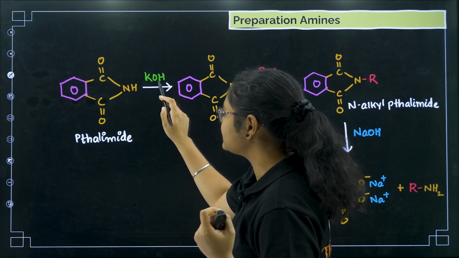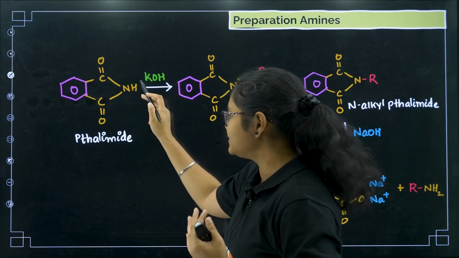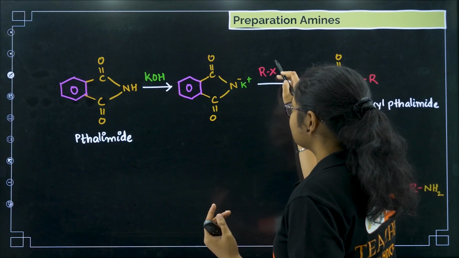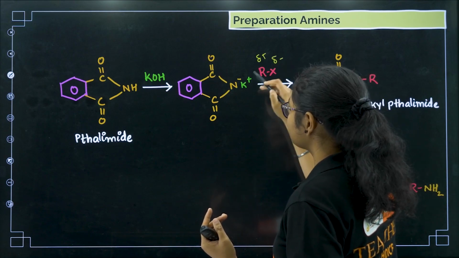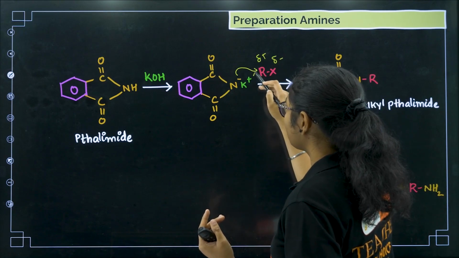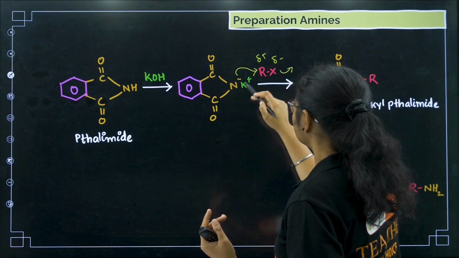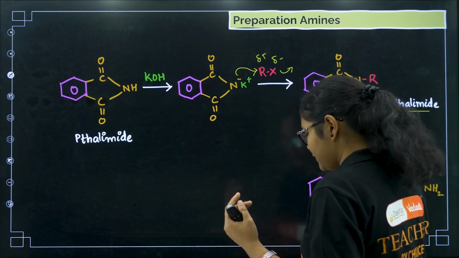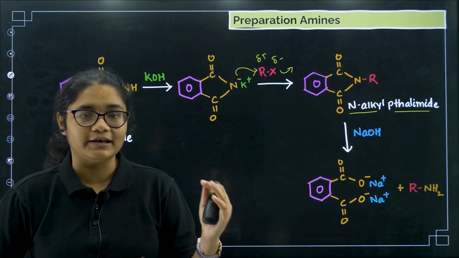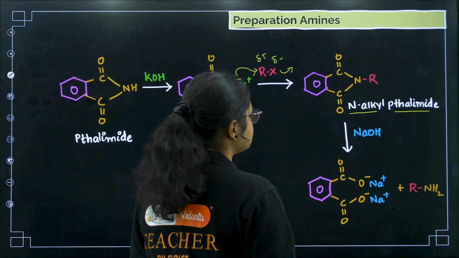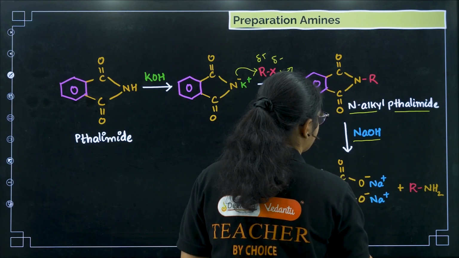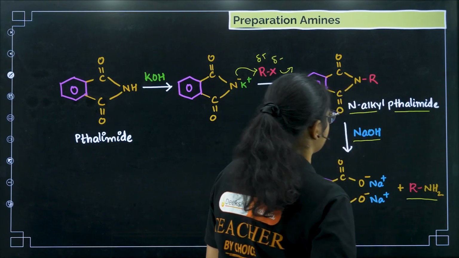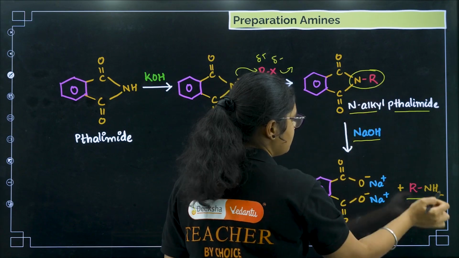Now what happens when you treat it with RX? This is delta minus, this is delta plus. So this N minus will attack on R and X goes out. So we will get N-R, and this is N-alkyl phthalimide. Now what happens when you treat it with NaOH? This all gets disrupted and we finally get RNH2.